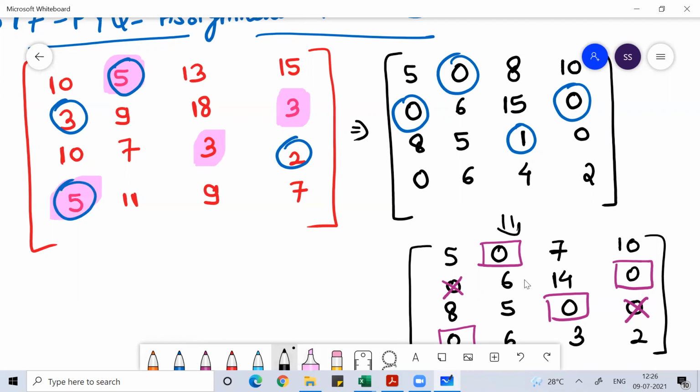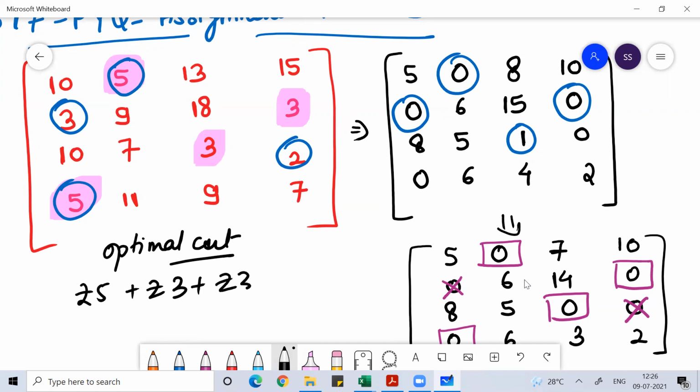So what is your total cost? Your optimal cost is rupees 5 plus rupees 3 plus rupees 3 plus rupees 5. So this is 10, 13, 16. Rupees 16 is your optimal cost.